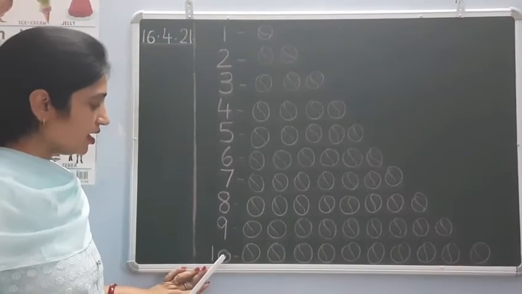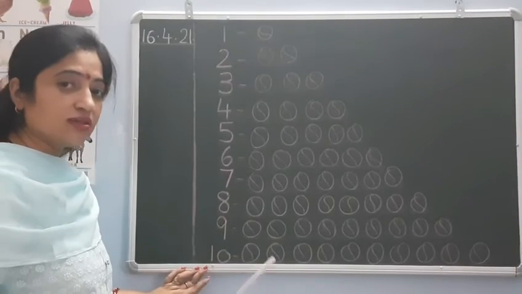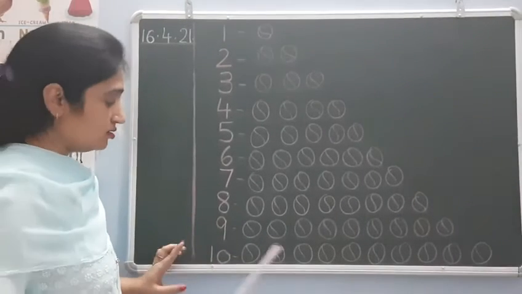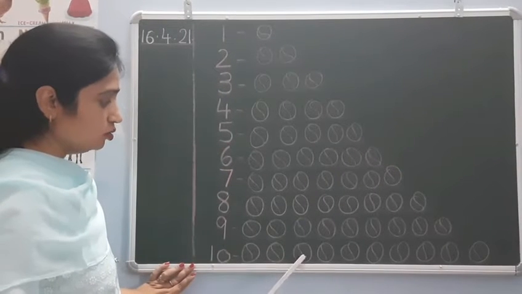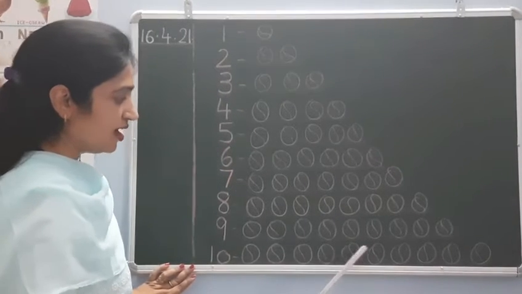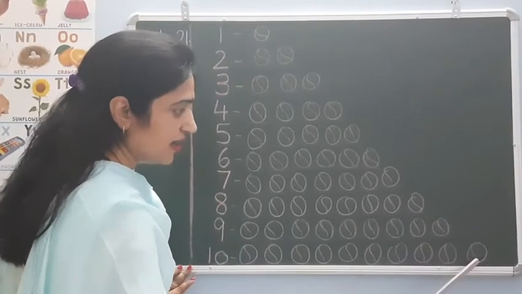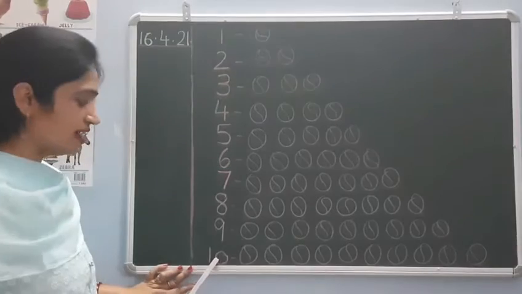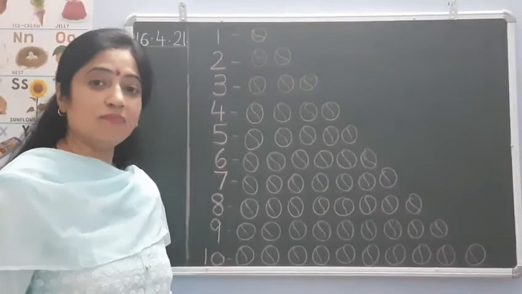And children, after 9 comes 10. 1, 0, 10. Children, we always start counting from number 1. So let's count these balls. 1, 2, 3, 4, 5, 6, 7, 8, 9 and 10. So how many balls? 10 balls. In this way, children, you have to understand numbers.